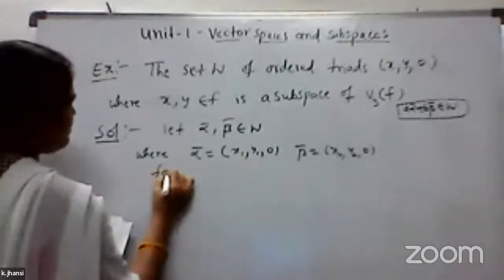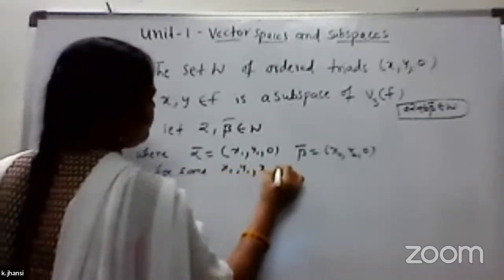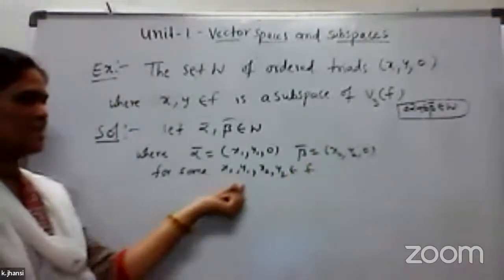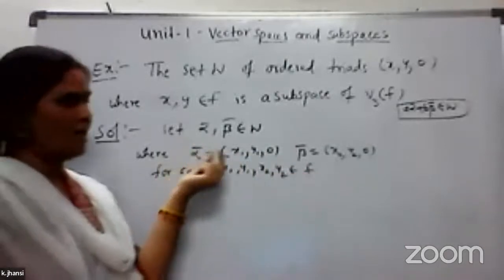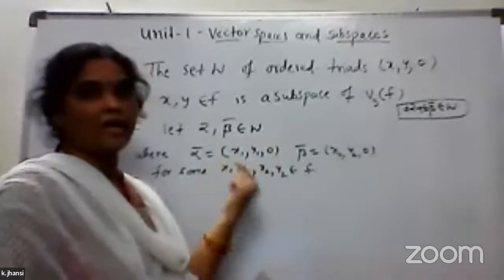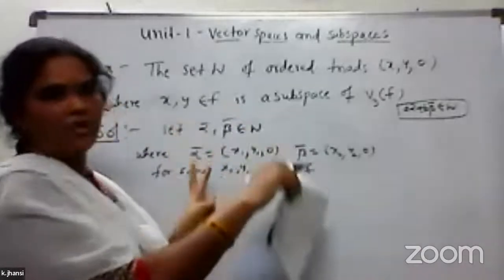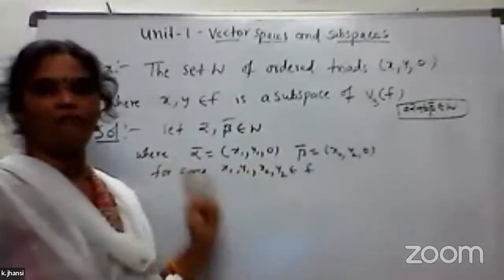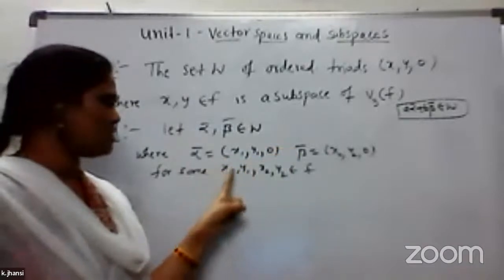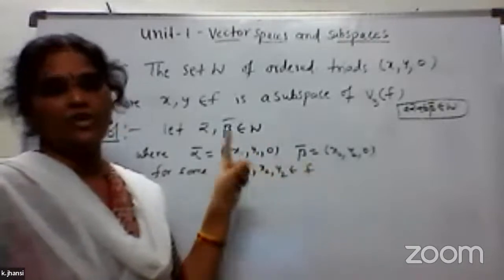Here you write, for some x1, y1, x2, y2 belonging to F, these are scalars. In the introduction I already told you that the elements present in the coordinates are called scalars, and when you put brackets around those scalars, we call them vectors. Inside elements are called scalars. That's why we write x1, y1, x2, y2 belong to F, which represents the field of scalars.